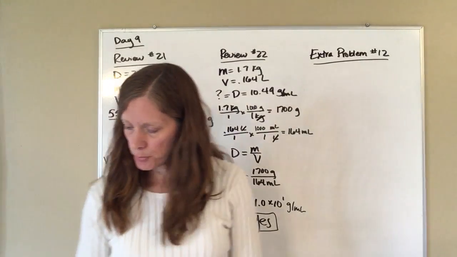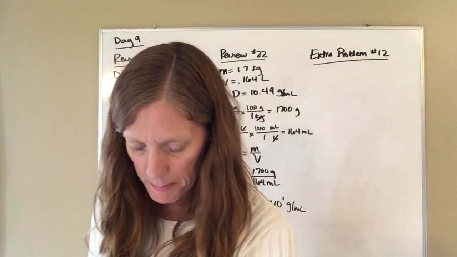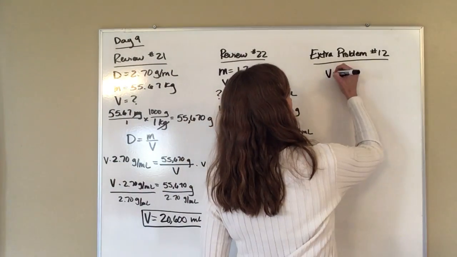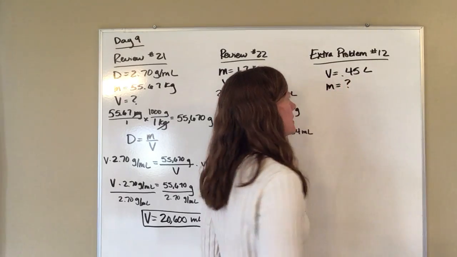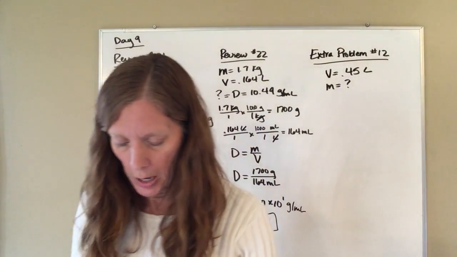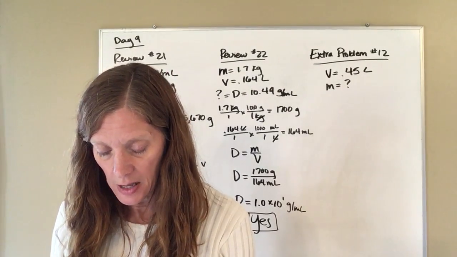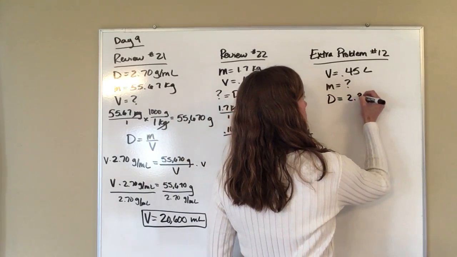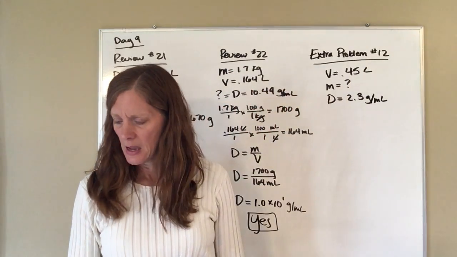All right, extra problem number 12 will be the third one that we work today. What is the mass of a silicon block that has a volume of 0.45 liters? Volume equals 0.45 liters. They're asking me for mass. And initially it looks like they didn't give me enough information, but if you look in the problem above that, that problem was also about silicon. And silicon, they told us in that problem, has a density of 2.3 grams per milliliter.